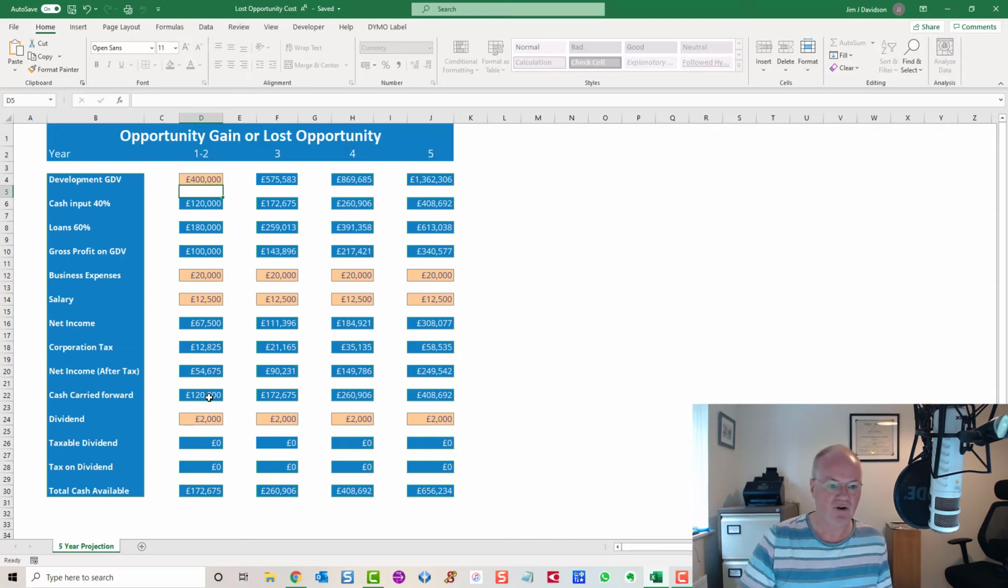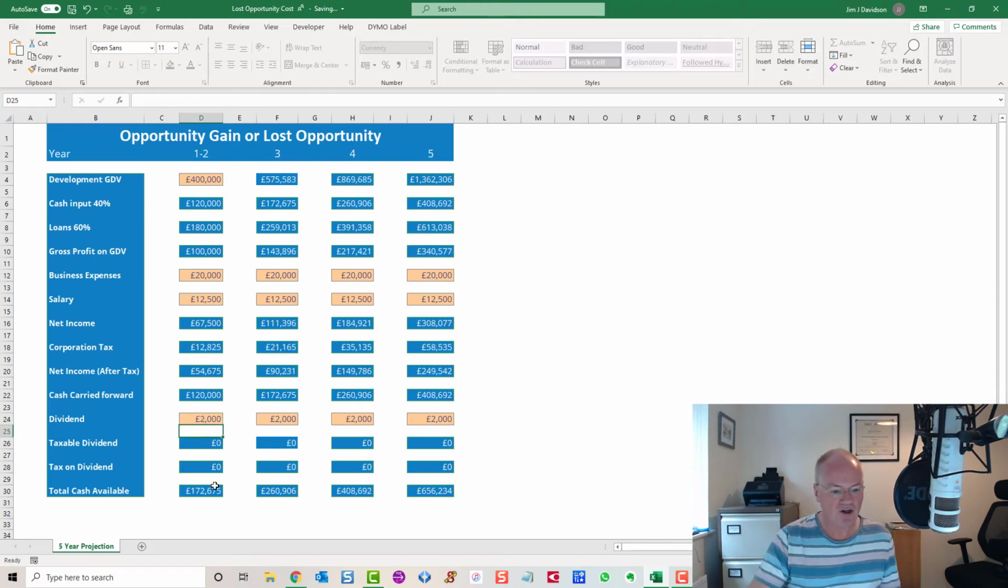54,675. You've got a cash input of 120,000 that you originally put in. We're going to take our dividend there. Let's assume just for a second that I was going to take a £6,000 dividend. As you will see, the taxable dividend is now 4,000, and the tax on the dividend is £280, because there is a lower company rate until you get to about £250,000, which is currently at 7%, and you don't pay any national insurance on dividends.